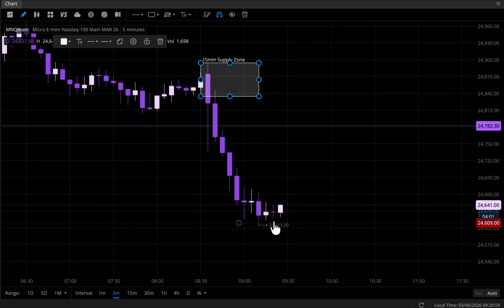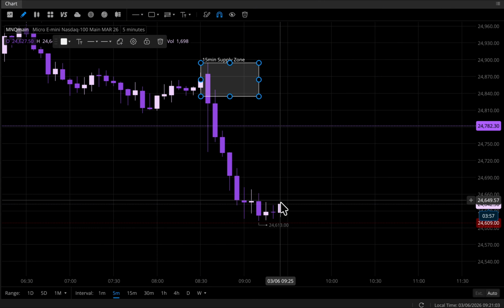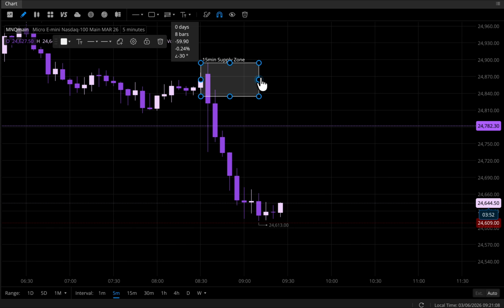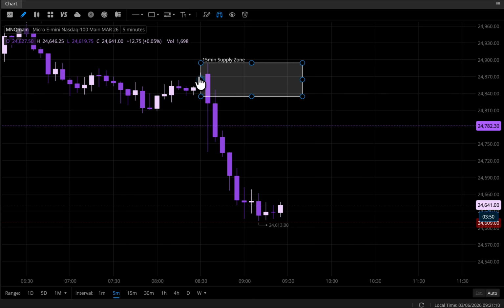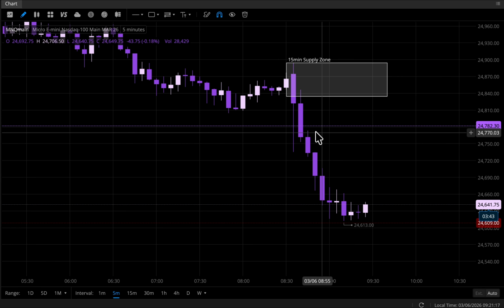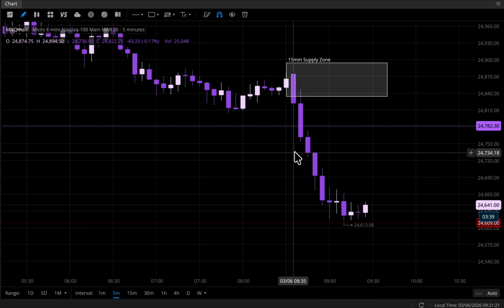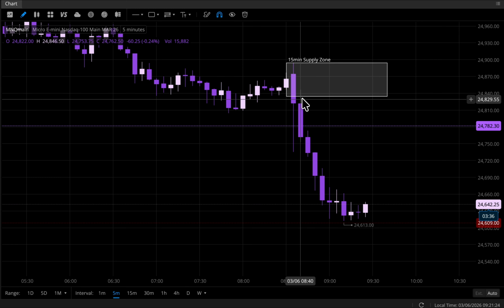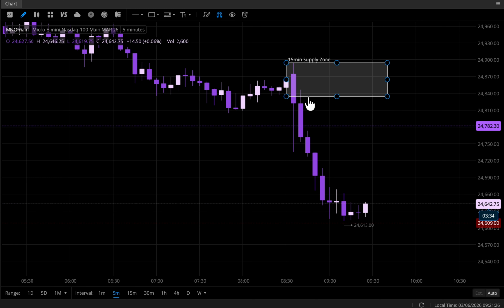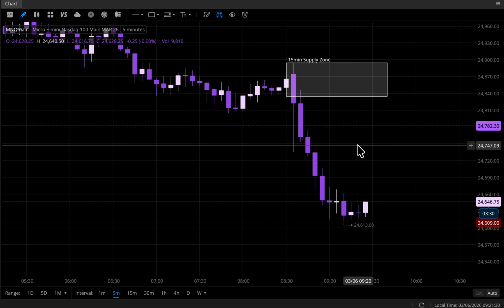So it did make it to the resistance. Okay. We are getting that push back up. So let's see if we can get it back up to here. The 15-minute and the 5-minute zone are the same. So that's a good confluence. But it looks like price broke structure and tapped the zone already. So this zone may or may not be done for.